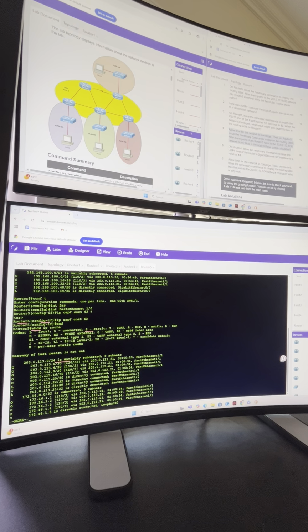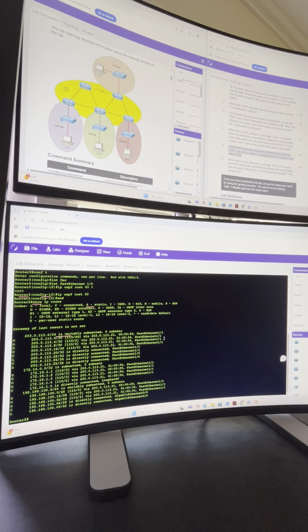All right. So on number 5, it says on router 4, issue the necessary command to raise the OSPF cost of the router's gigabit 0.1 interface to a value of 10. All right, so let's do that. And now when we do this, we will now see that this path right here will have a higher metric as well.